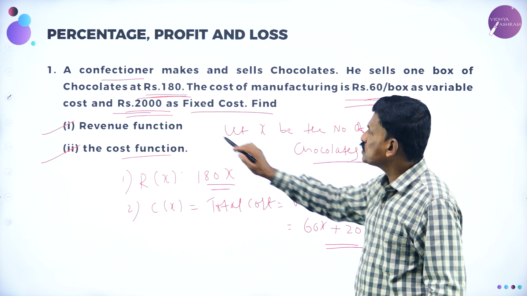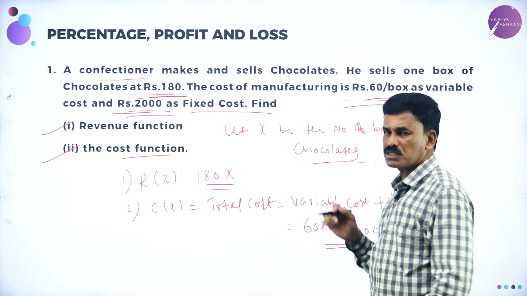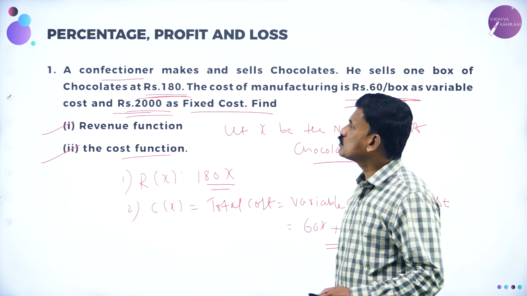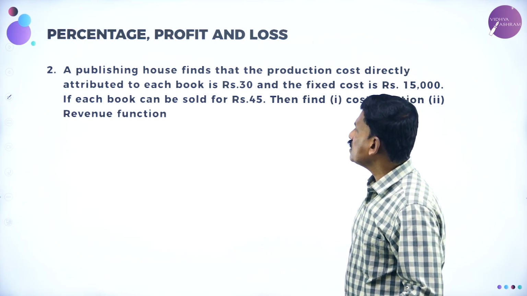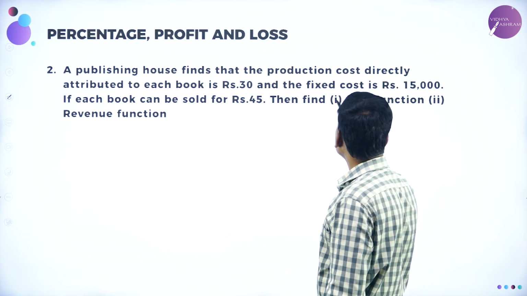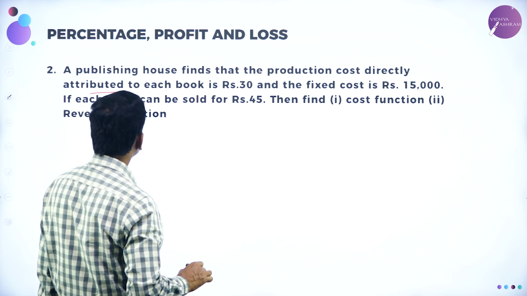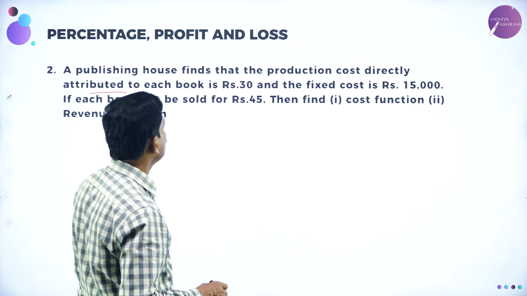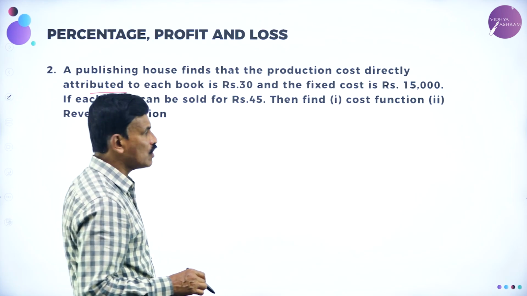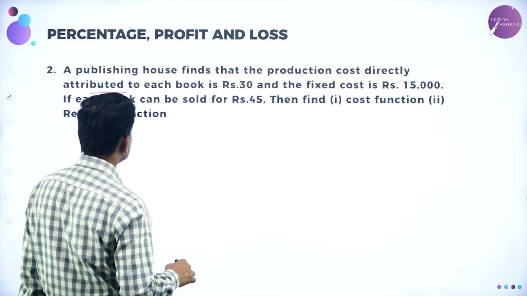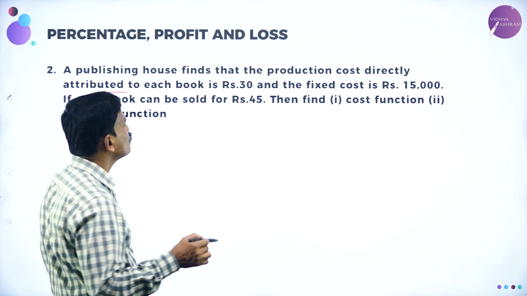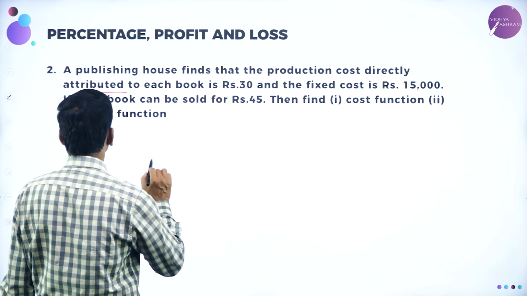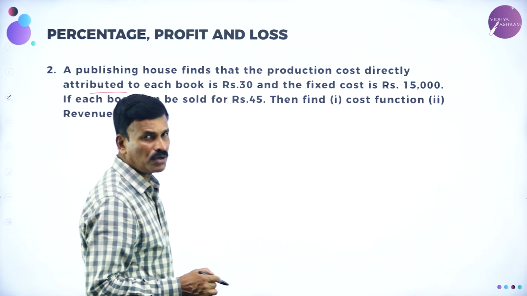That is equal to rupees 2000 as the fixed cost. Okay. Now, move on to the next problem. A publishing house finds that the production cost directly attributed to each box is rupees 30, and the fixed cost is rupees 15,000. If each box can be sold for rupees 45, then find the cost function and the revenue function. Same type of problem.